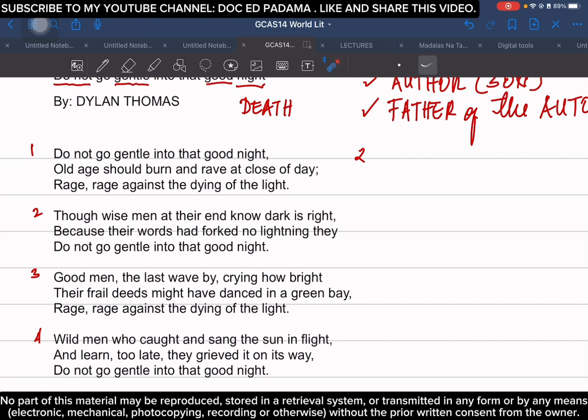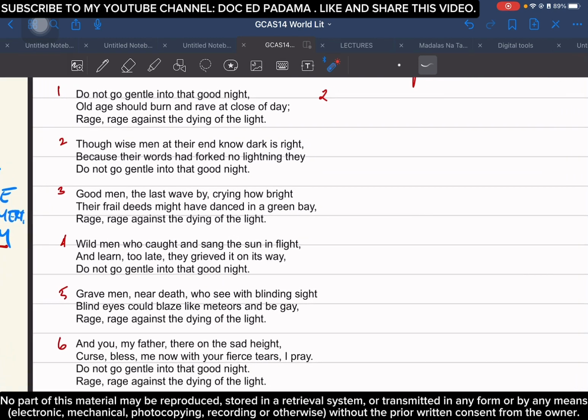Now, to continue, before we proceed with the analysis of the other stanzas, I would like you to implement the pre-reading stage for this literary piece and try to observe repetitions and patterns in how it was written. Ano yung mga nakikita niyong paulit-ulit o merong pattern na nangyayari dito sa pagsusulat ng tula ni Dylan Thomas? For example, if you observe, "rage, rage against the dying of the light" is repeated in other stanzas. So let's mark that here.